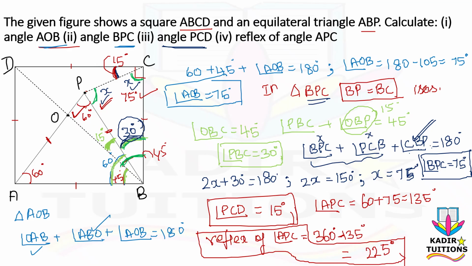Our first question, which is angle AOB, 75 degree, we got it, and angle BPC is also 75. This is the answer of the second question, and angle PCD is 15 degree, which is the answer of the third question. And our final question is, we are supposed to find the reflex of APC. That also we got as 225 degree.